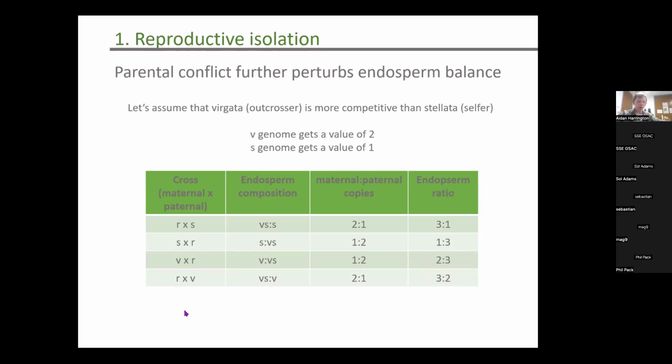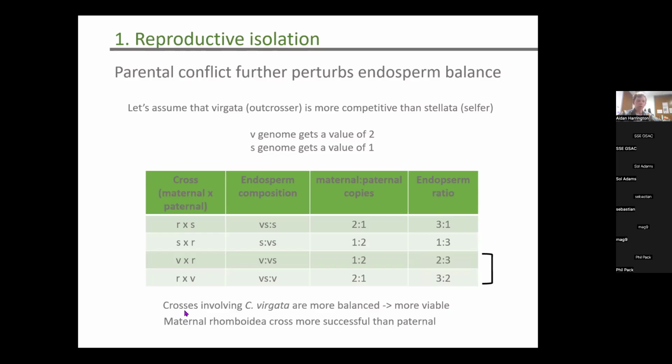And we can do that for all of our crosses, and we can see something interesting emerge here, which is that the crosses involving Virgata are closer to 1. They're closer to being balanced than the crosses involving Stellata. And so we can guess that these will be more viable crosses, these crosses involving Clarkia rhomboidea. And we can also predict that the maternal rhomboidea cross will be more successful than the paternal cross because it has the bias favoring it in that direction. And the maternal crosses usually are better.